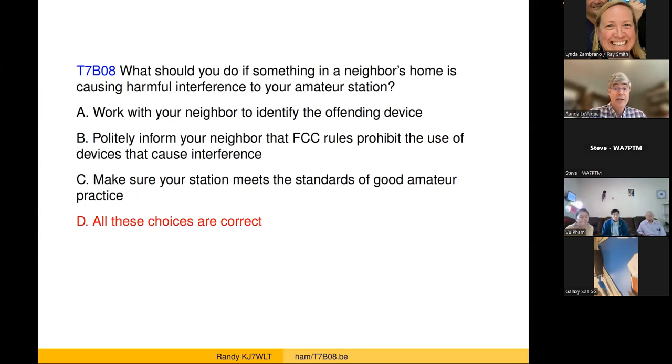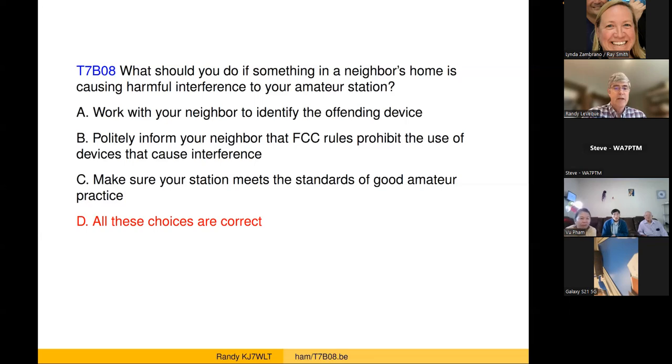You should be polite to your neighbor and try to work with them, but also inform your neighbor, if you have to, that the FCC rules prohibit the use of devices that cause interference. So if you can identify that it's one of their devices that's causing a lot of interference and noise on a ham radio frequency, and it's interfering with your ability to communicate, then that's against the FCC rules, and there are laws that cover that. And so that gives your neighbor hopefully some incentive to work with you rather than having you go and report them to the FCC.